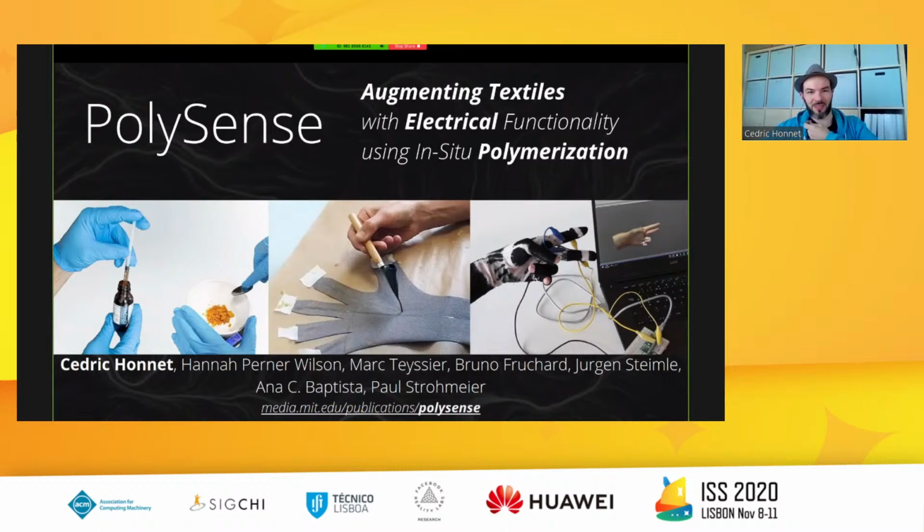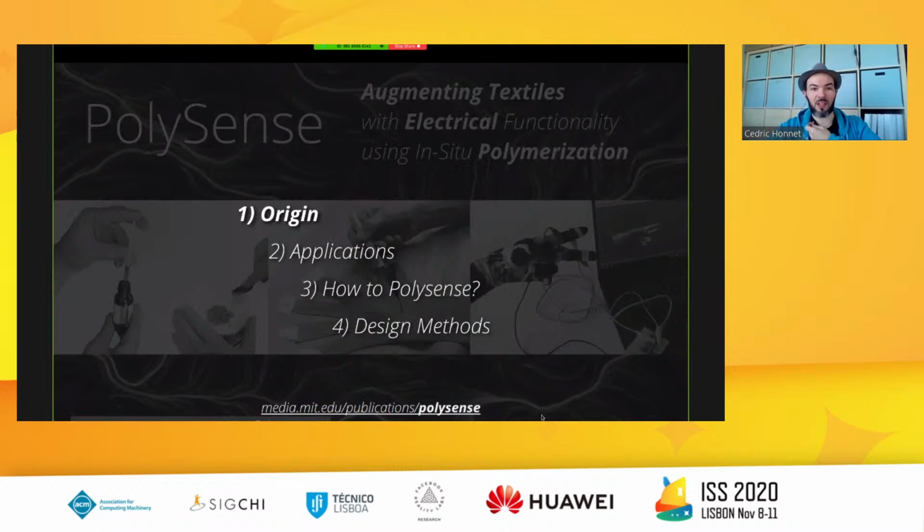I'm going to present Polysense, a quick and simple process to make e-textiles with various sensing properties, such as humidity, temperature, pressure, stretch, capacitive sensing, but it can also heat. So this presentation will be chronological. Let's start with the origin.